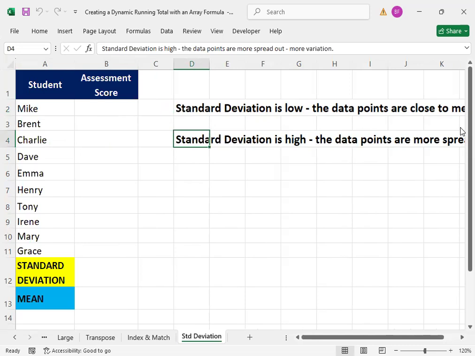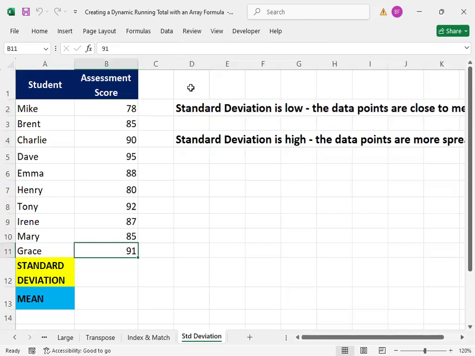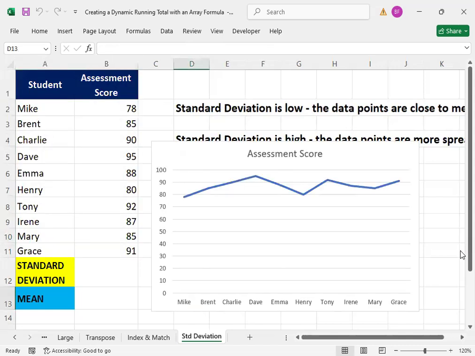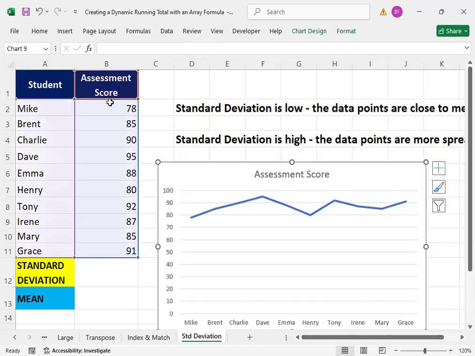Let's now enter our dataset. Suppose we have assessment scores for a group of students. We want to calculate how much the scores vary from the average. So let's have the scores now. And also, I'm going to give you a chart for your data visualization. This chart will show you the trend for the population's assessment scores.